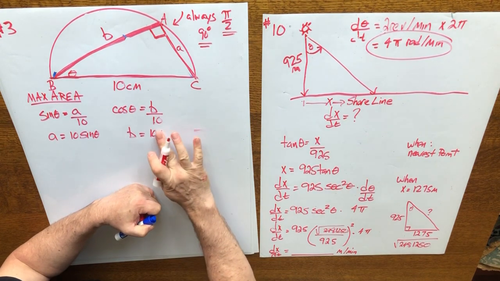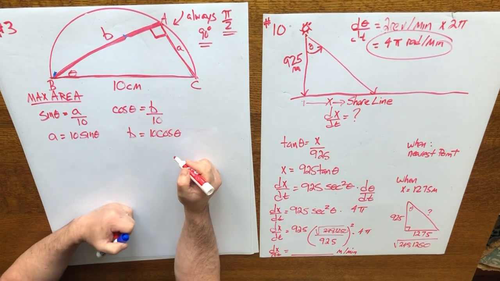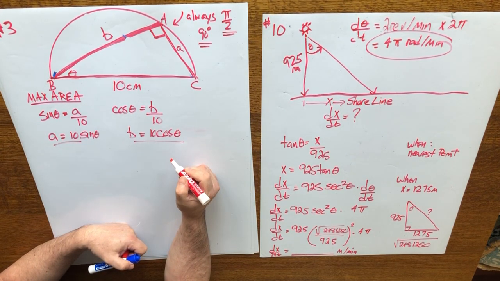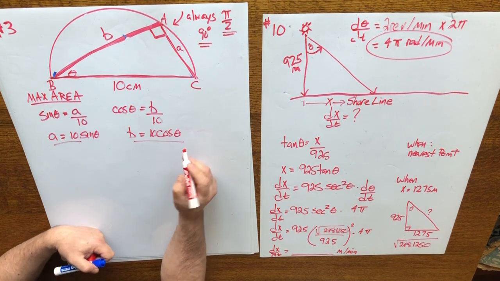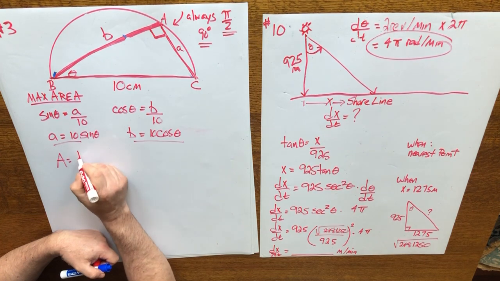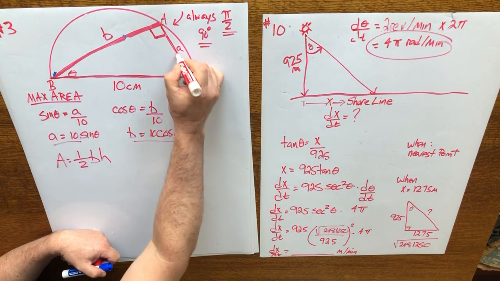Cos theta. And so now we have the two sides of the triangle that we're going to use to calculate the area in terms of A and B, in terms of theta. So area is equal to 1/2 the base times the height. Let's imagine this to be the base.